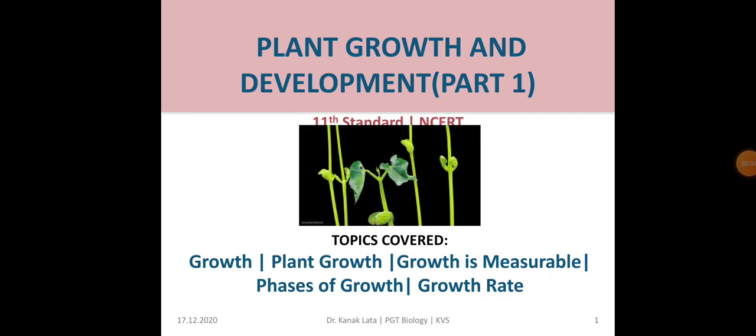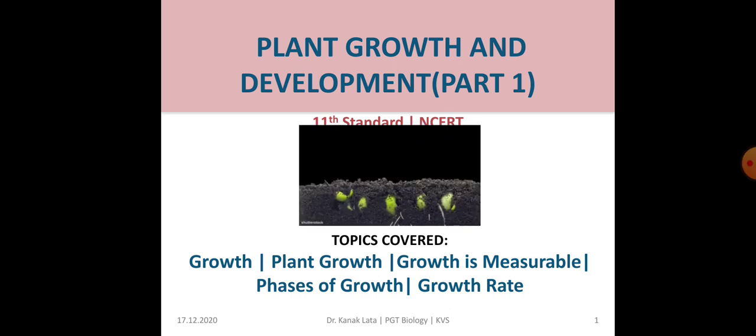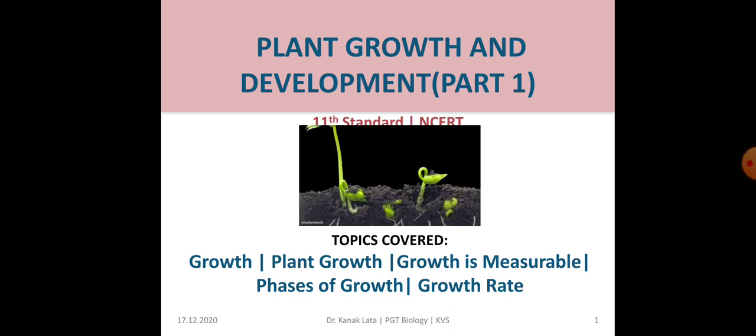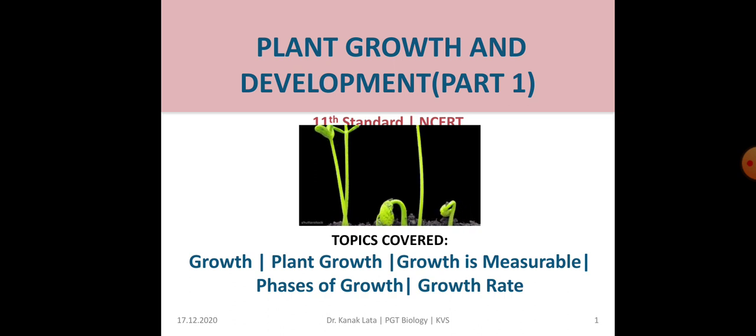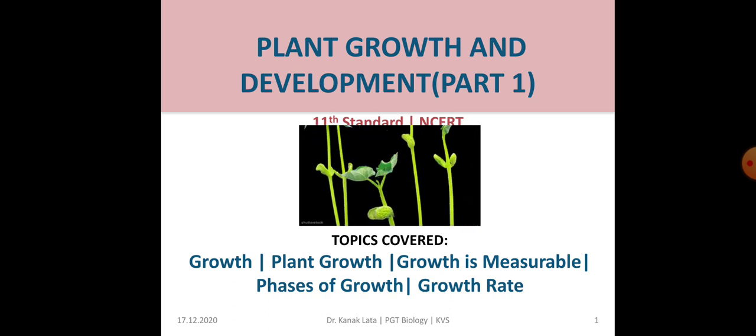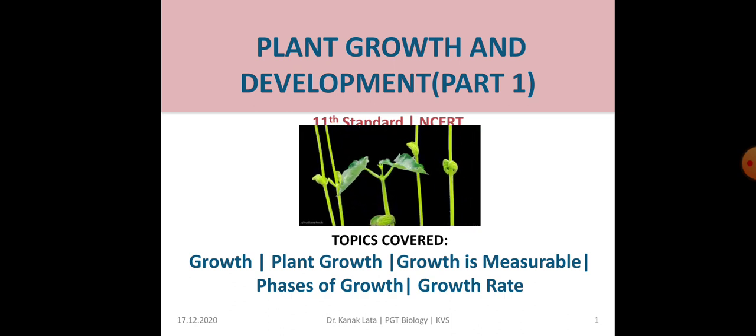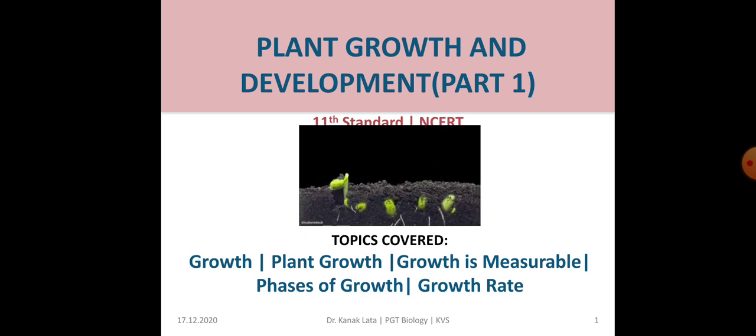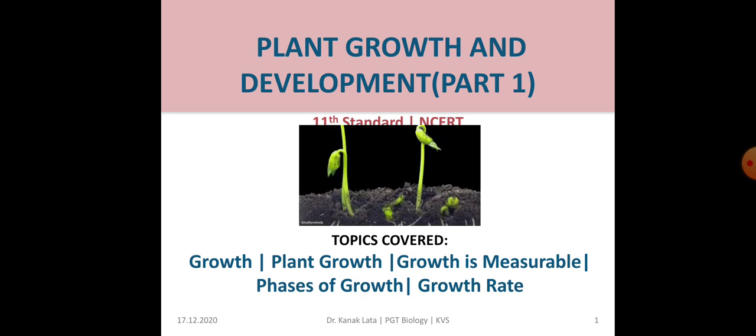Today I am again back with Plant Growth and Development, first part of 11th standard. In this session, we are going to discuss growth, plant growth, growth is measurable, phases of growth and growth rate. So let us start the session with growth.